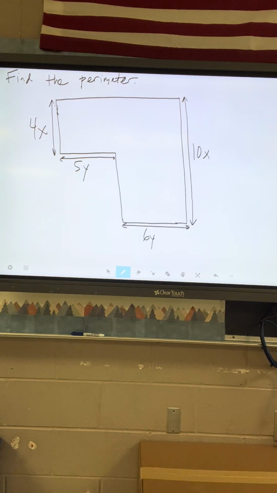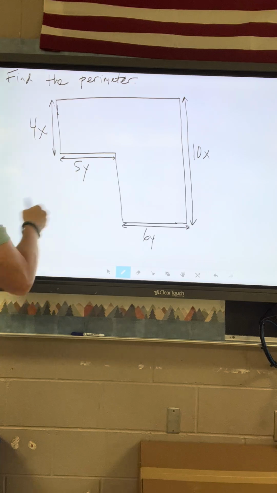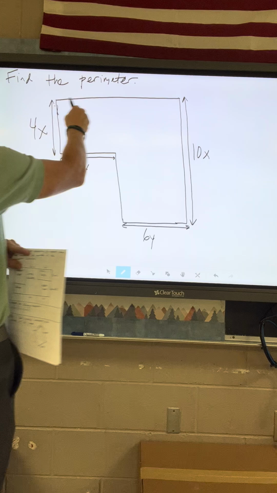So do I have everything that I need? A close look will tell you, well, no, I'm missing this side, so I've got to figure out this side, and I've got to figure out this side right here, right? Okay, well, see if you can figure out this side right here. What do you need?